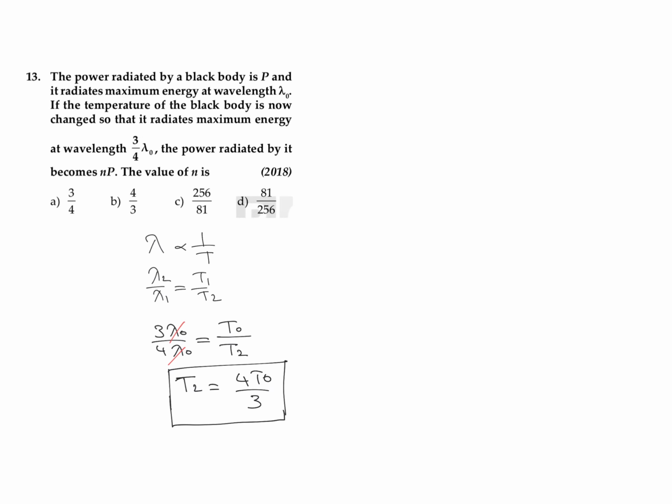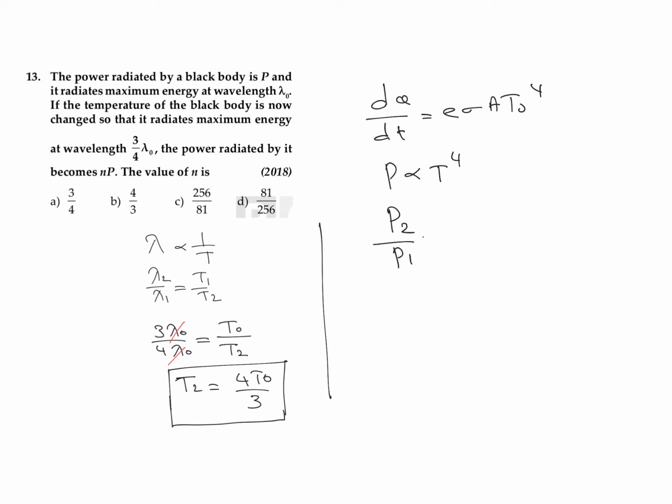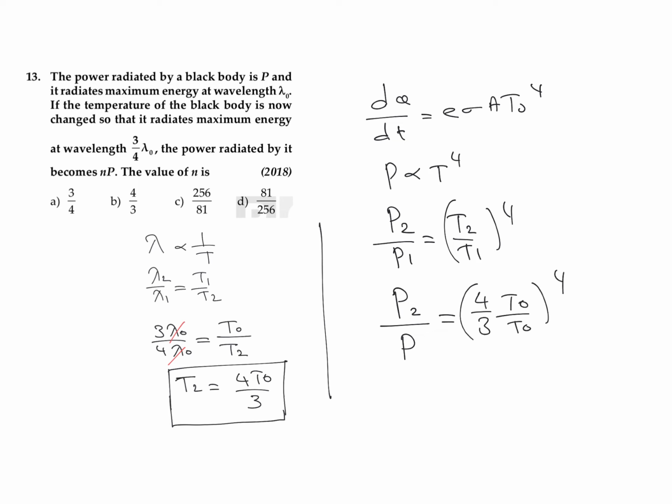Then we can find the relation for the power radiated. We know that according to Stefan's law, dQ by dt is equal to e sigma A, temperature of the object raised to 4. So this power is directly proportional to T raised to 4. So we can write P2 divided by P1 is equal to T2 divided by T1 raised to 4. That is, power radiated in the second situation divided by power radiated in the first situation, let's say P, is equal to T2, which is 4 by 3 times T naught, and T1 is equal to T naught, raised to 4.